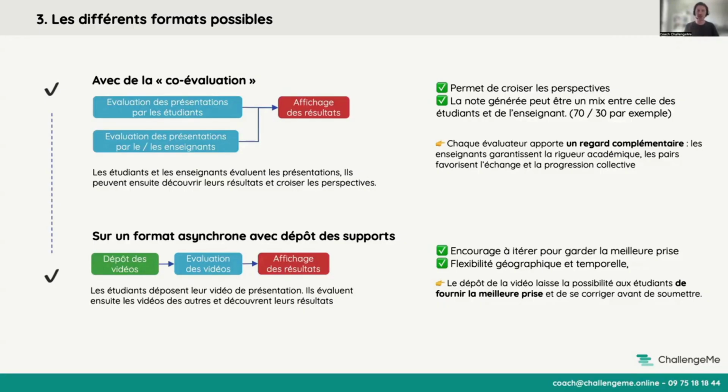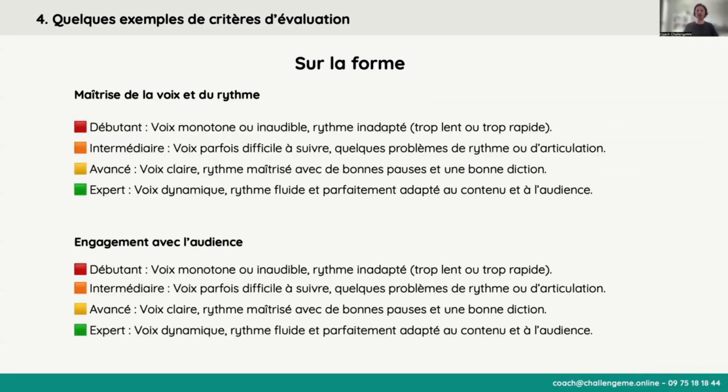I'll also show you some criteria, including the famous checklist, to properly set up this type of activity. Really, we'll divide the criteria into two categories. There will be criteria that really focus on form and others on content. So, for example, regarding form, it could be mastery of voice and rhythm and engagement with the audience. For the evaluation criteria you can include, you'll be able to integrate several or rather different evaluation methods.